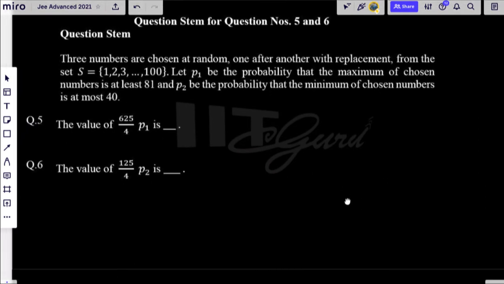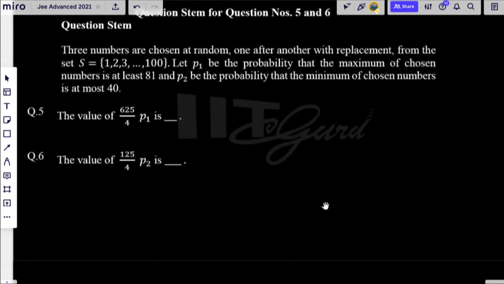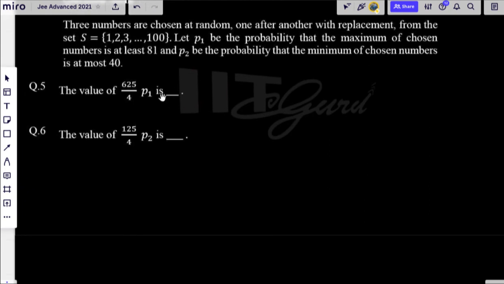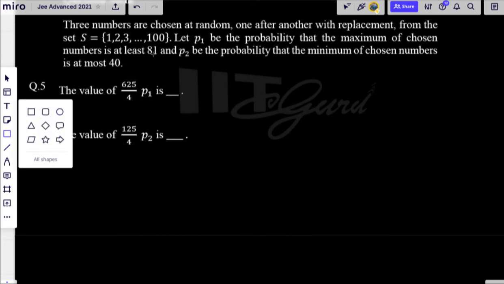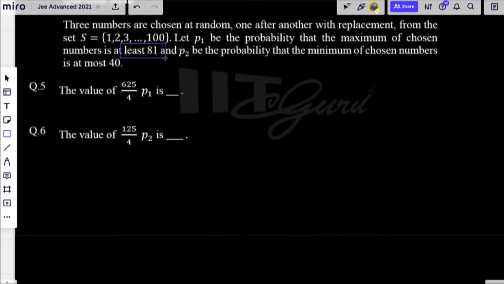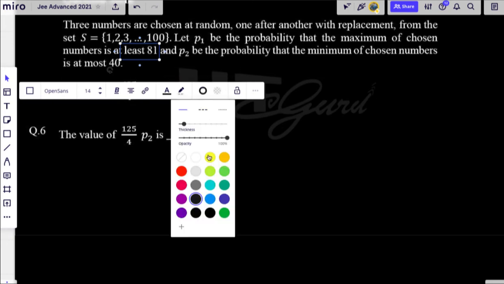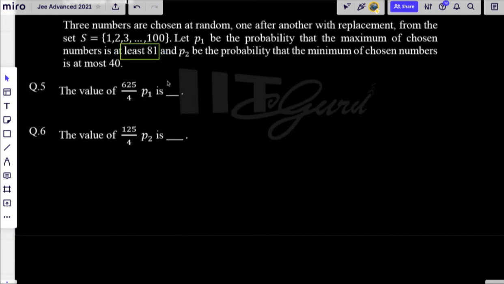3 numbers are chosen at random, one after another, with replacement. Mind this point, here there is replacement. From the set of 1 to 100, let P1 be the probability that the maximum number of the chosen numbers is at least 81. Mind this point, whenever the word at least is there, we have to go for 1 minus, the complementary event concept.